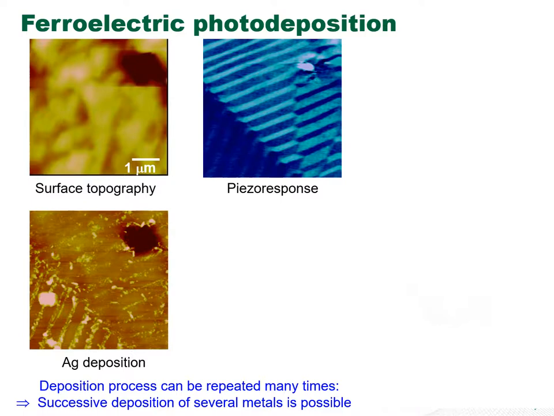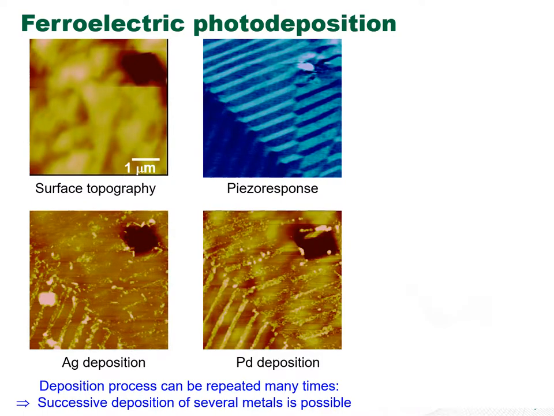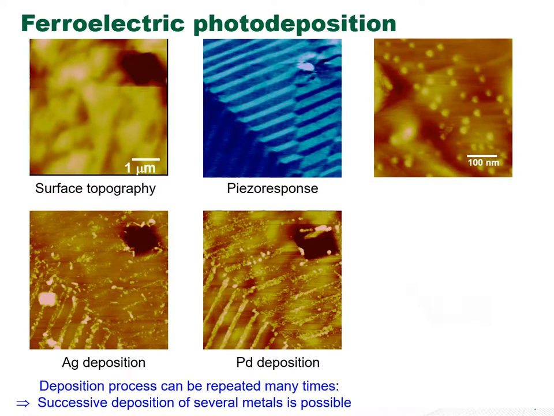What's interesting is that this process can be repeated many times. So we can remove silver just by mechanical stimulus, put the sample in the palladium salt, shine the light on it, and now we have a palladium deposited on the same domains. And you can see that the silver deposition pattern and palladium deposition pattern are exactly the same. So in principle, it is possible to successively deposit several metals.